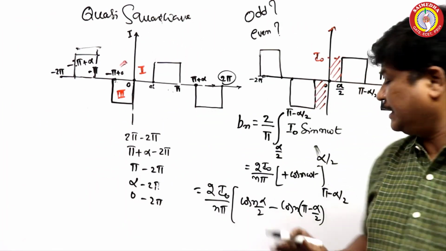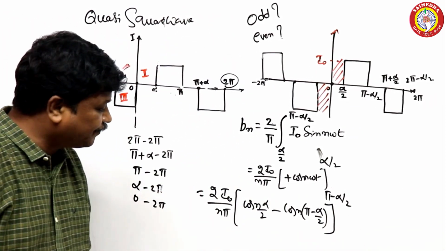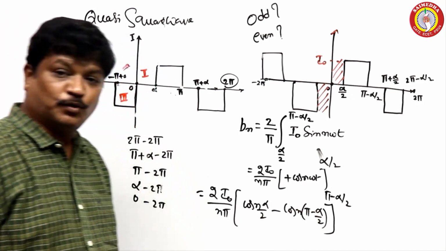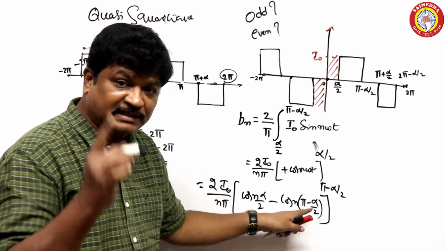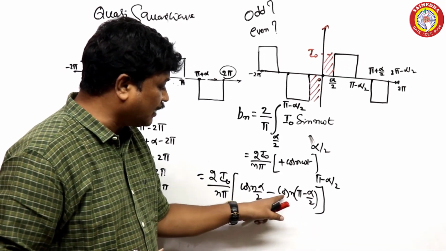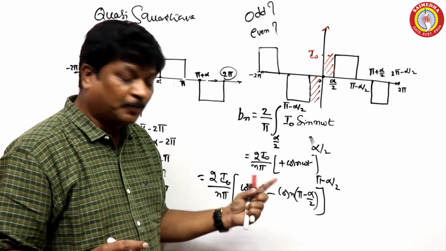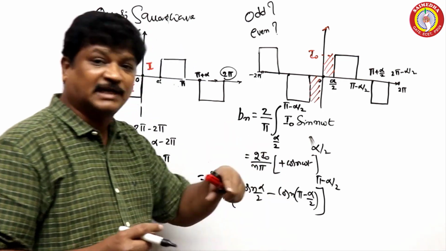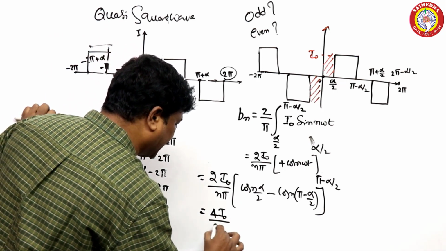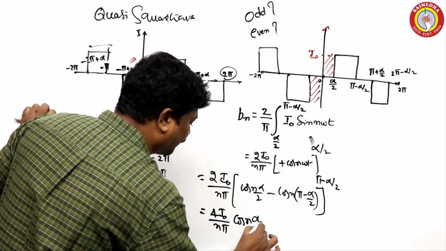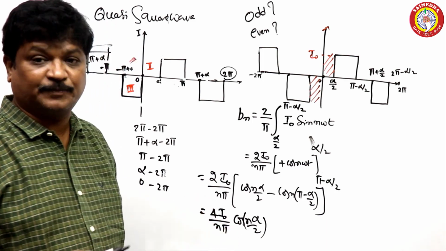What you got? Now this is the expression you got. Now you check here, n pi minus n alpha by 2. For example, n is equal to 1: pi minus alpha by 2 is in the second quadrant. What cos becomes? Negative only. Negative of negative becomes positive: cos n alpha by 2 plus cos n alpha by 2. Then what it becomes like? 4 I0 divided by n pi cos n alpha by 2. This is the expression we can get.